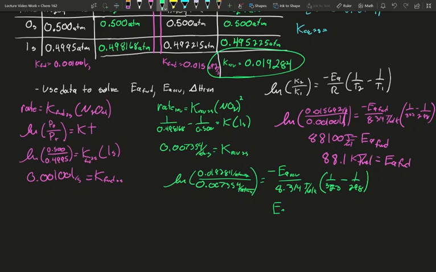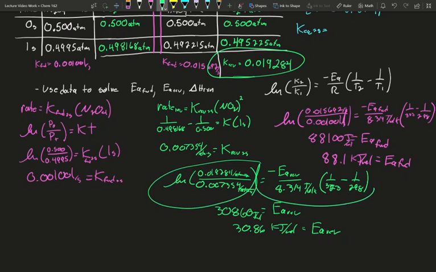Calculate this out. Our energy of activation reverse will calculate out at 30,860 joules per mole, or about 30.86 kilojoules per mole. Our rate data allows us to calculate our rate constants, and our rate constants and the temperature at which they were calculated allow us to calculate the activation energy. There's two separate activation energies, the forward and the reverse, so we need to use the rate constants associated with that direction.